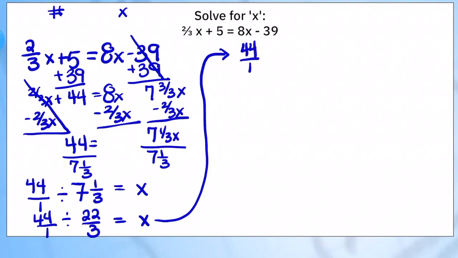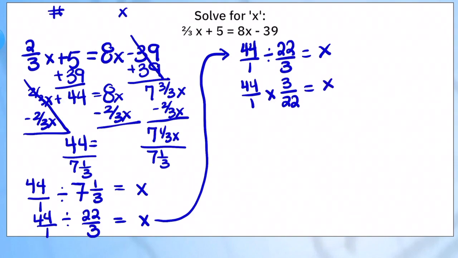44 over 1 divided by 22 over 3 is equal to x. To divide a fraction by a fraction, remember, you're going to do keep, change, flip. So 44 over 1 times 3 over 22. We multiply by the reciprocal to get x. 44 times 3 is going to give us 132. You use your calculator, if need be. 132 over 22 is equal to x.